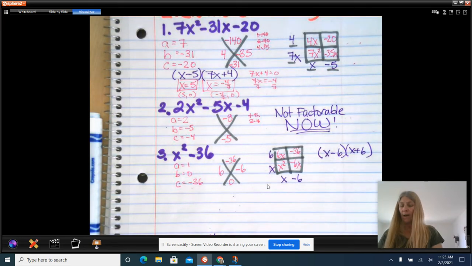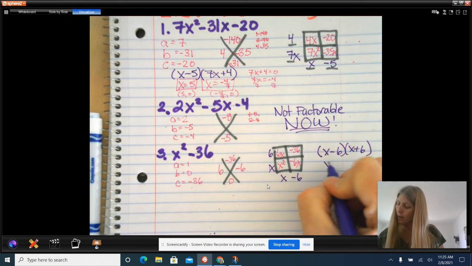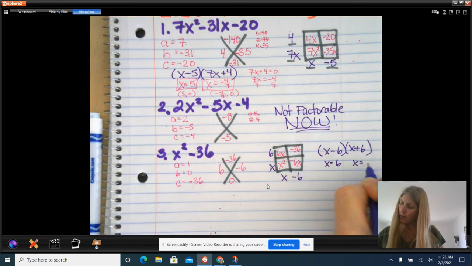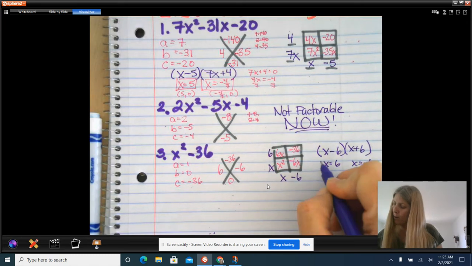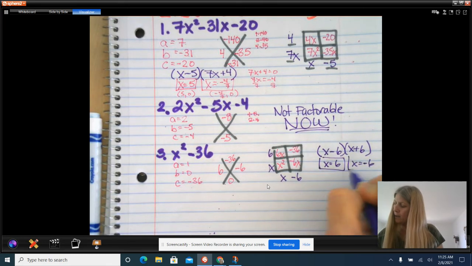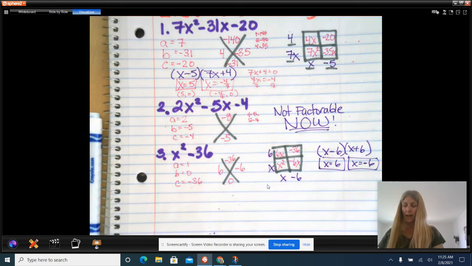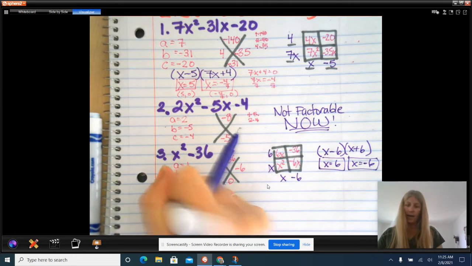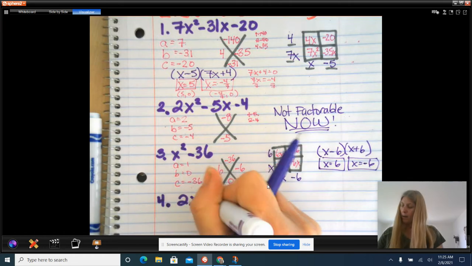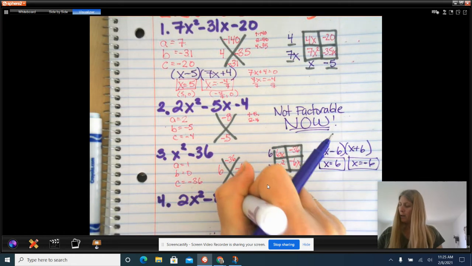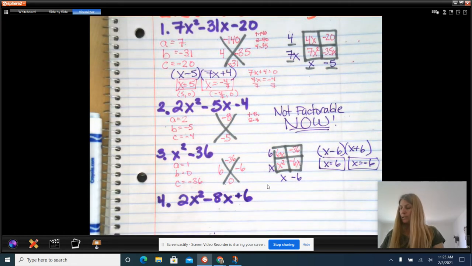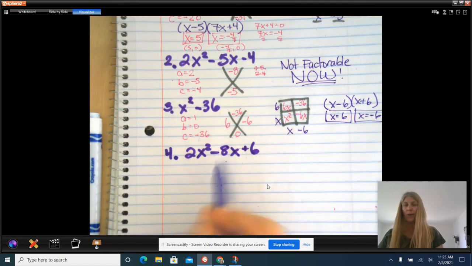And then when we find our roots for that, set them equal to 0, we have a root of 6 and a root of negative 6. And we know our y-intercept is our vertex. So our vertex is going to be 0, negative 36. So that is a special circumstance. Let's go ahead and take a look at 2x squared minus 8x plus 6. So this is the type of problem where you want to go ahead and reduce it first and go ahead and factor.